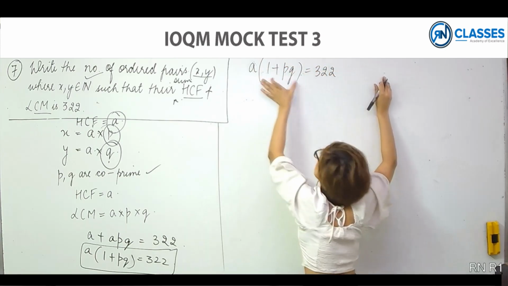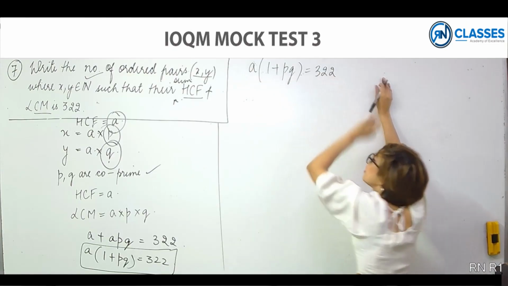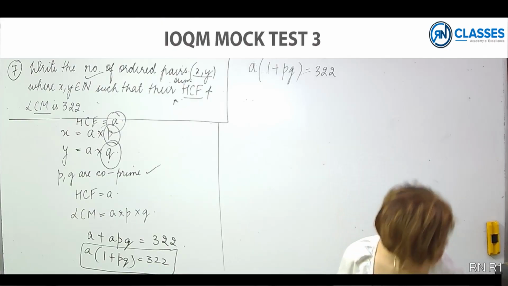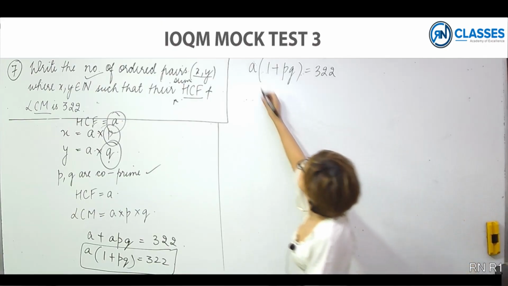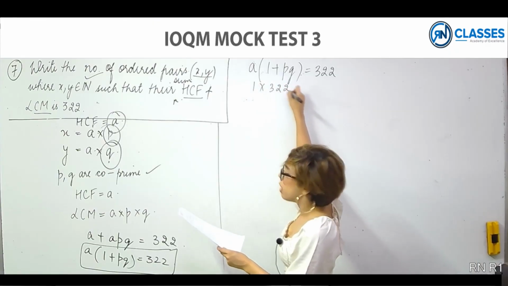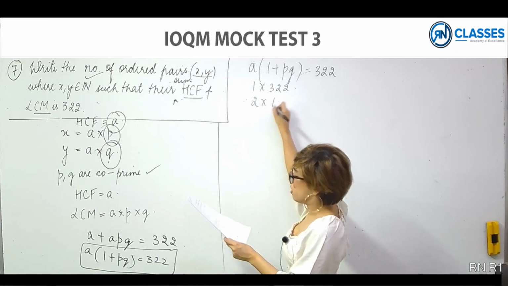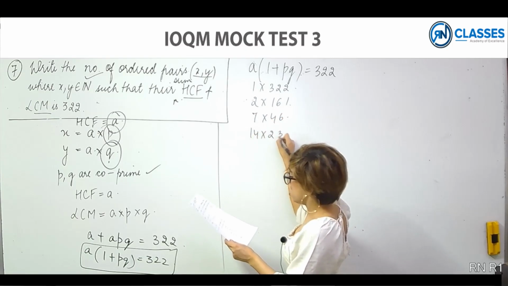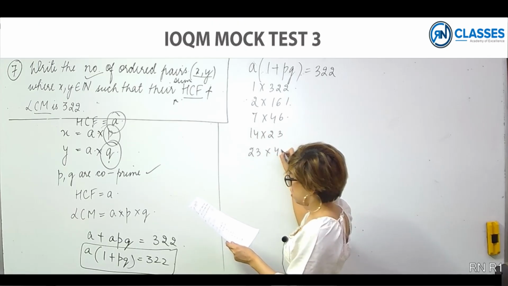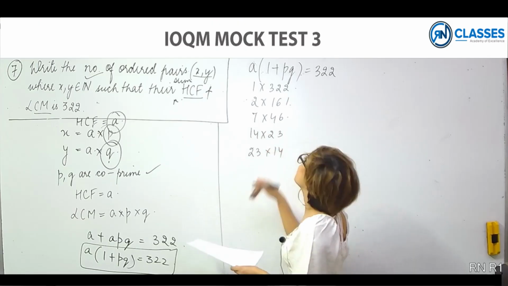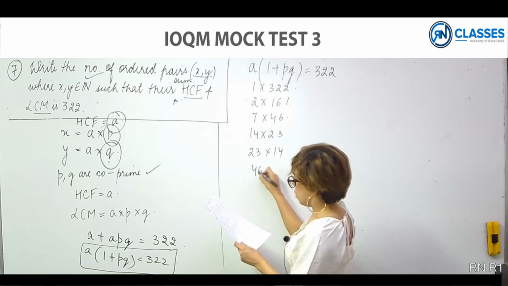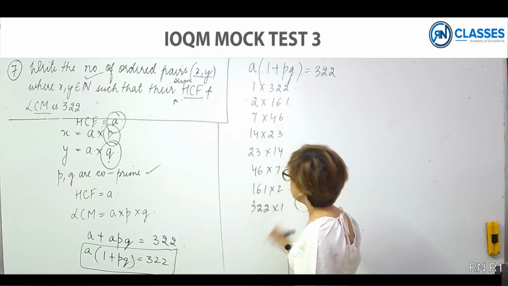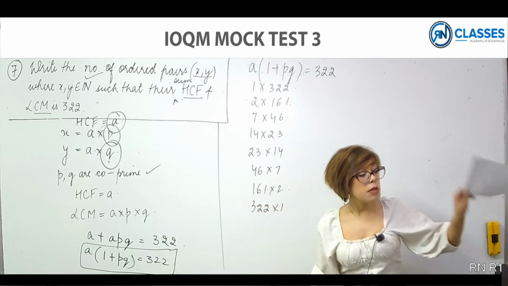This is a natural number. This is a natural number. Product of two natural numbers is 322. I can write 322 as product of two natural numbers. That's not a big deal. Right? So, first case I can take, that is 1 into 322. Right? Second case, that is 2 into 161. Then 7 into 46. Then 14 into 23. 23 into 14, of course. Right? And 46 into 7. 161 into 2. 322 into 1. Hardly some cases are there. Let me see what is happening in the first case.